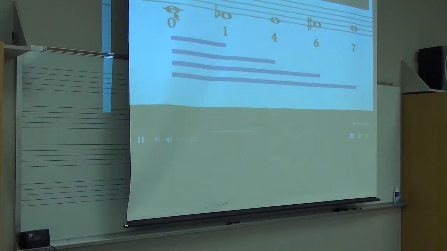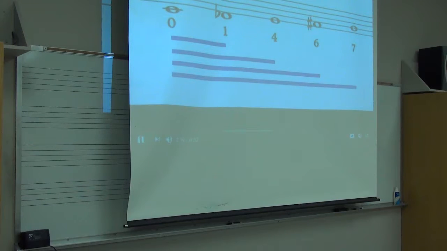So between C and D flat, for instance, there's 1 half step. And between C and E, there's 4 half steps. Between C and F sharp, 6. Between C and G, 7.